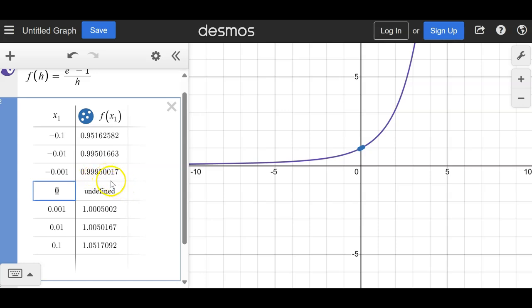They look like they're getting really close to 1 as I get close to 0, but we always have to check both sides. So on the other side, I started at 1.05. I got closer with 1.005, even closer with 1.0005. So I would say, yes, my y values are approaching 1 on both sides.